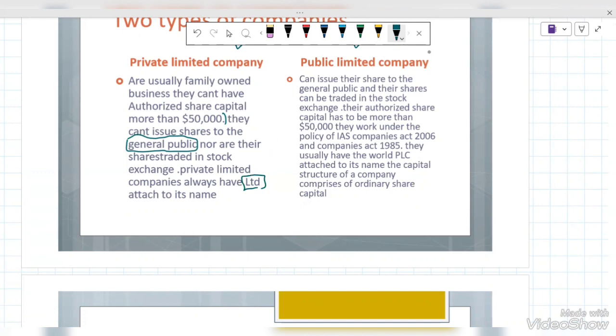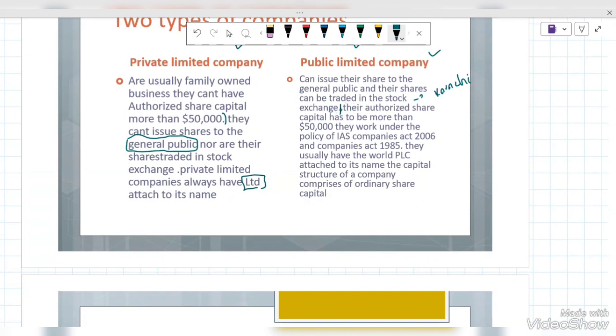The second one is the public limited company, which can issue its shares to the general public, and its shares can be traded on the stock exchange. You know that the stock exchange is located in Karachi, and there are a lot of public limited companies which sell their shares to the general public.